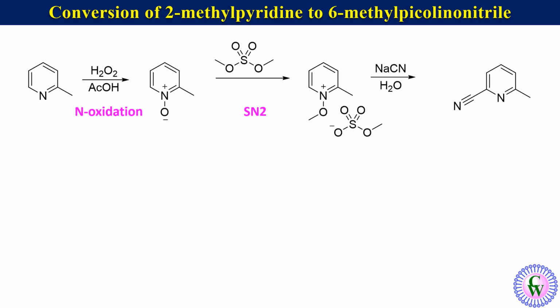The last step is a kind of addition-elimination reaction where cyanide ion adds to the 6th position of pyridine to produce this non-aromatic intermediate, which then eliminates methanol like this to produce 6-methylpicolinonitrile. That's all in this video.